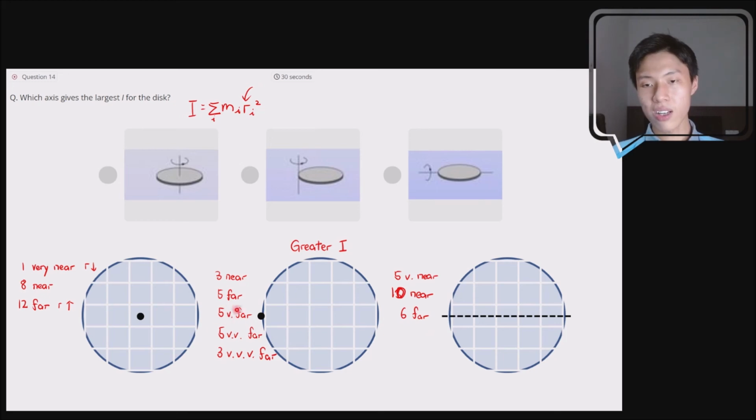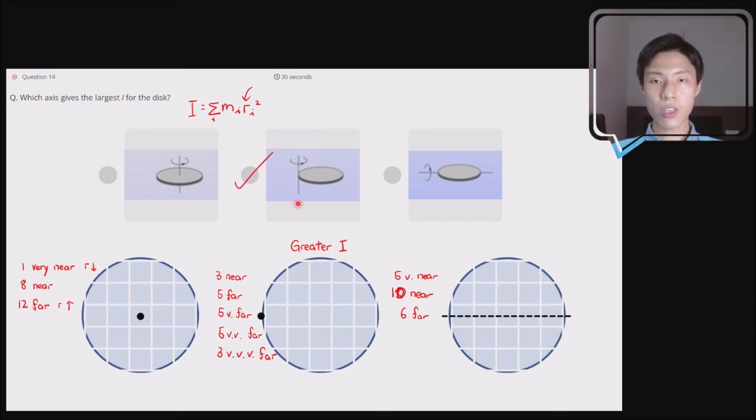Whereas for here, we have 5 plus 5 plus 5 plus 3, which is more than far already. So over here, definitely more boxes are far away from the axis of rotation. So if you compare this circular disc with this circular disc, this second setup here will still produce the greatest moment of inertia, because there are more particles that are far away from the axis of rotation. So our answer for this question will be this one.